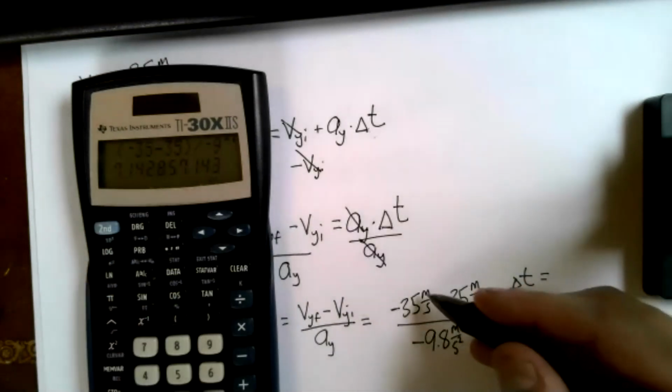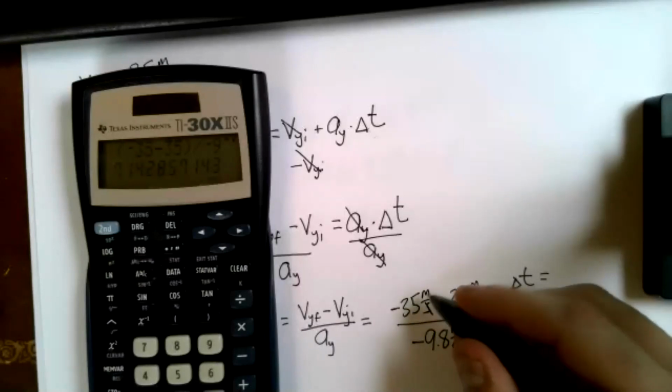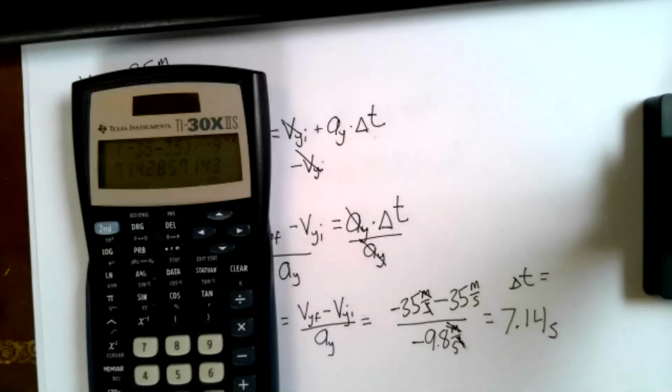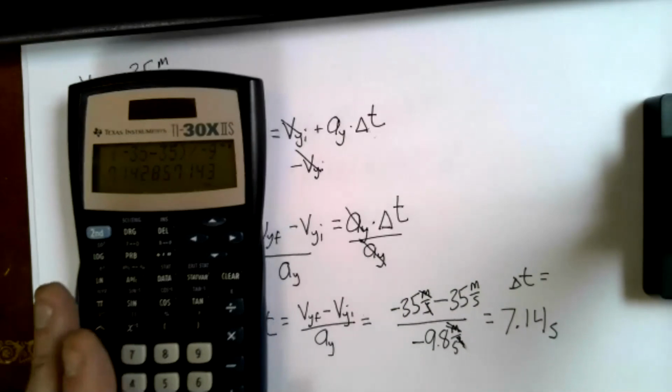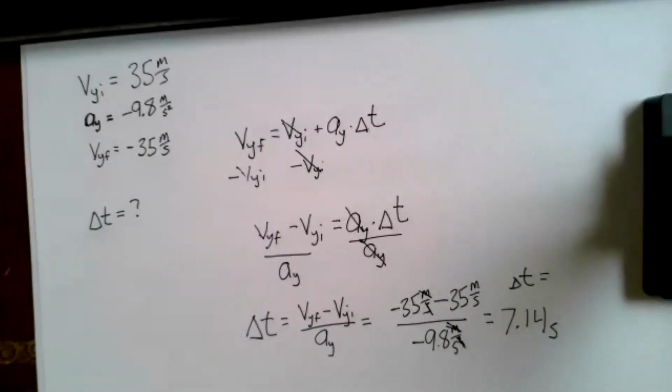And I get seconds because I've got meters per second divided by meters per second squared. So the seconds cancels out with one of those seconds and the meters cancels out with the meters, and we're just left with seconds. So 7 seconds for the answer to the problem of the day. That seems okay, because if you throw something up with a pretty good speed, 7 seconds before it comes back down seems all right.